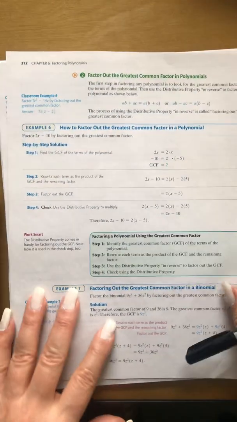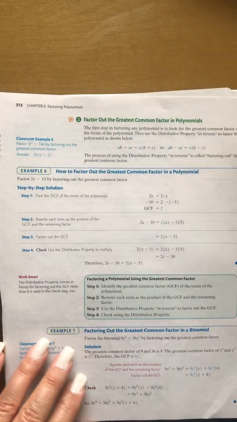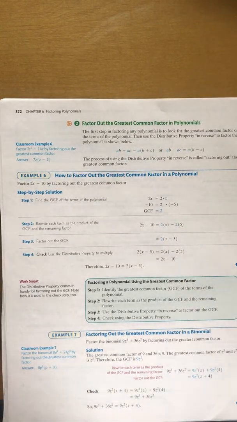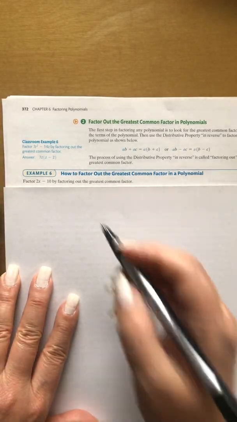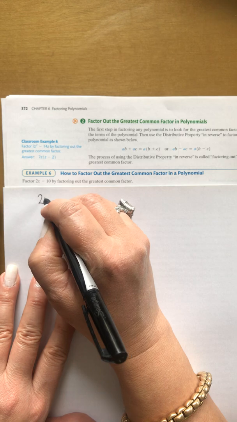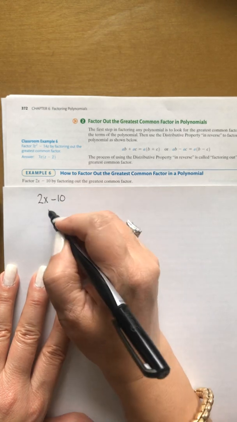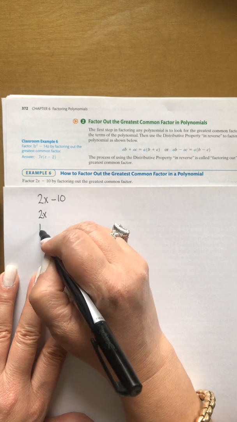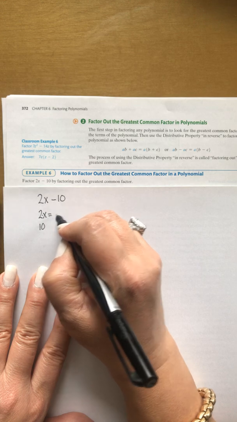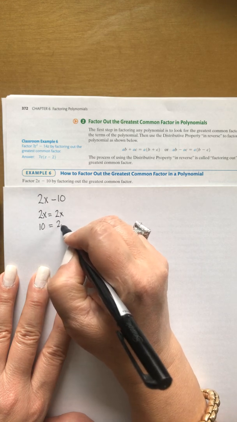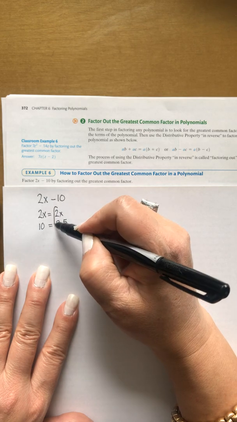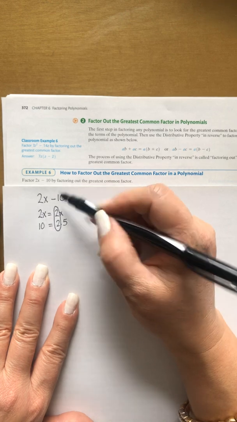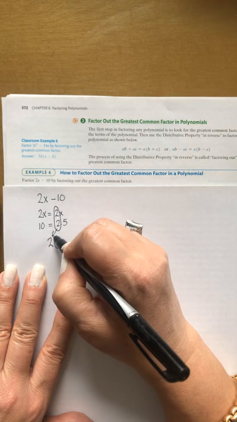Example number 6. Now we're going to use the GCF to start factoring out the greatest common factor in polynomials. Here's your first example. We've got 2x minus 10. 2x is 2 times x, and 10 is 2 times 5. So we are going to pull out the GCF, which is 2. There's a 2 in each of these. So you take the 2 out, that's your GCF.